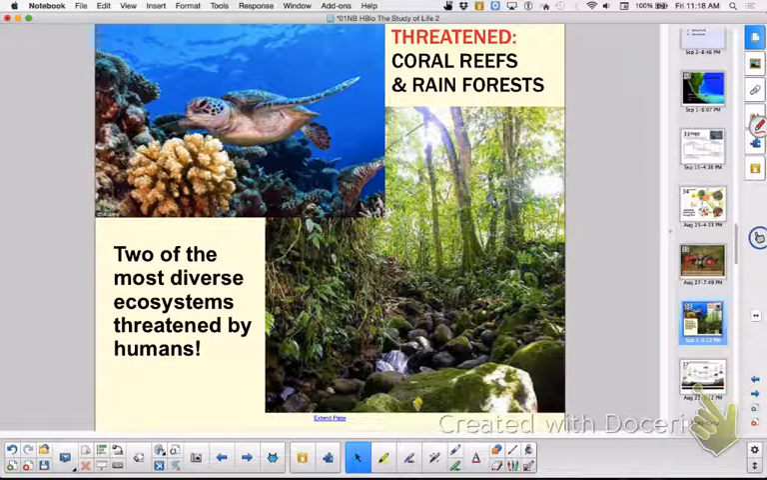Okay, good. Yes? Trash in the ocean. Visit them and break off pieces of them. These are all accurate. Sediment, runoff, those types of things are a problem for the coral reefs as well.